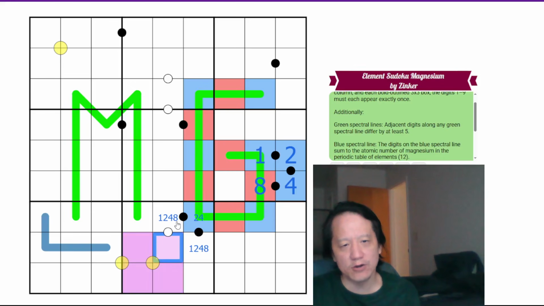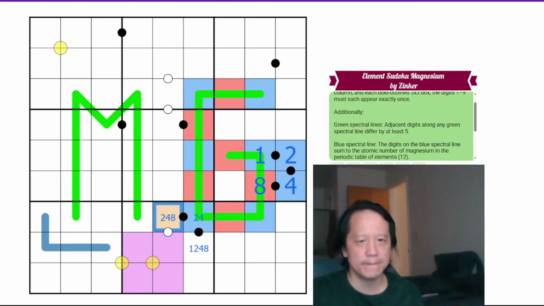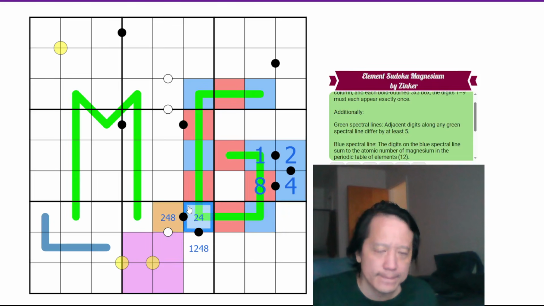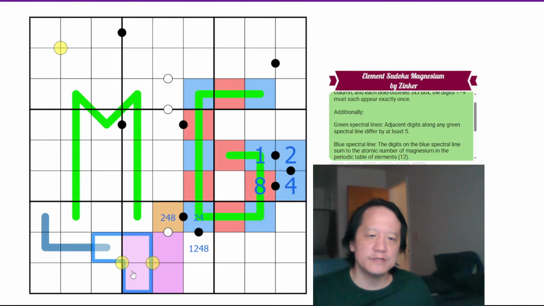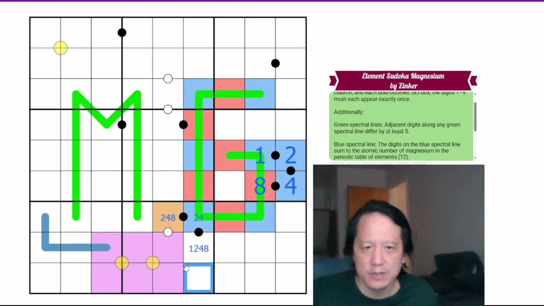This is now consecutive with another digit, so this cannot be pink. It has to be the other parity, which is even. So this must be 2, 4, or 8 there. That means these 4 digits have to all be odd also. We'll mark that as pink.